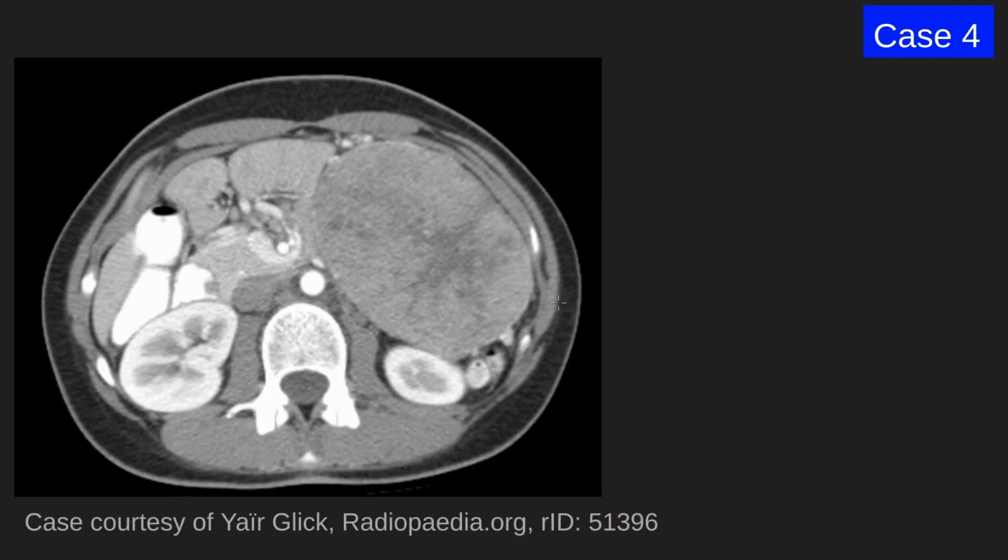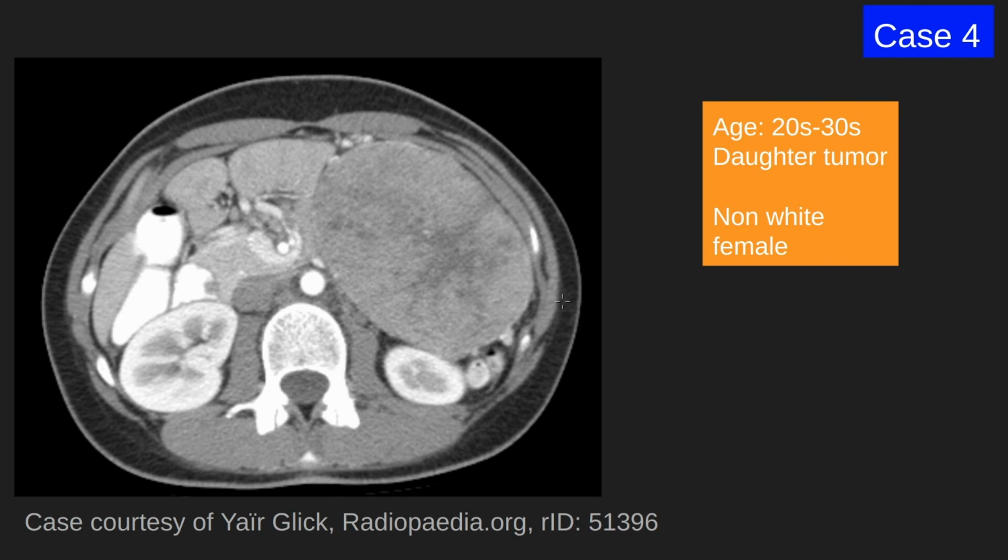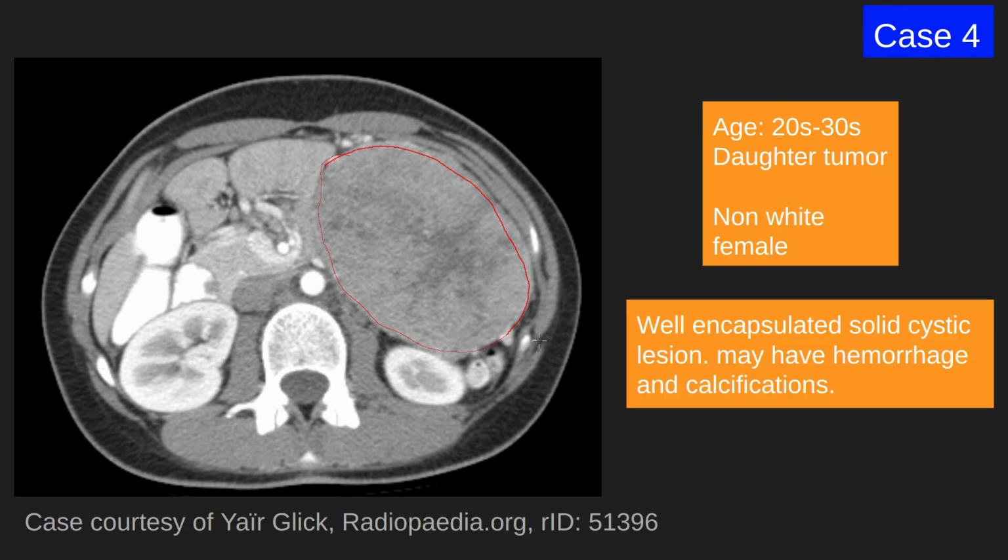Case number 4. This is a young female, in her 20s to 30s, non white, who presented with abdominal distension and heaviness in the abdomen. Here we see a large, predominantly solid, enhancing mass lesion with a central cystic component at the level of the pancreatic body and tail. This is a well encapsulated tumor. The central cystic area can sometimes have hemorrhage or calcification.